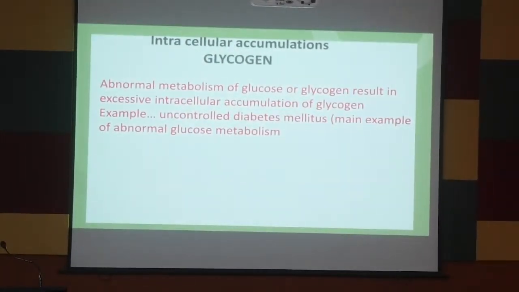Now intracellular accumulation of glycogen, abnormal metabolism of glucose and glycogen result in excessive intracellular accumulation in uncontrolled diabetes mellitus. Okay, so whenever carbohydrate metabolism is altered, the most important disease in our common practice of defective carbohydrate metabolism is diabetes mellitus. Diabetes mellitus, okay? So in diabetes mellitus, abnormal carbohydrate metabolism occurs and intracellular accumulation of glycogen occurs in liver, in kidney, okay, in blood vessels, everywhere in the body. Like macroangiopathic effect, microangiopathic effect, you will read all these.